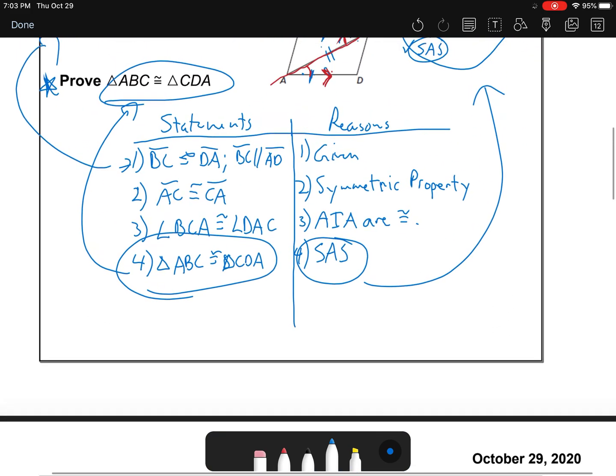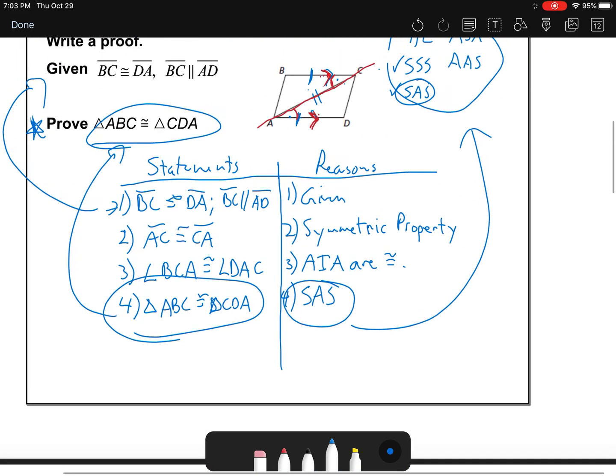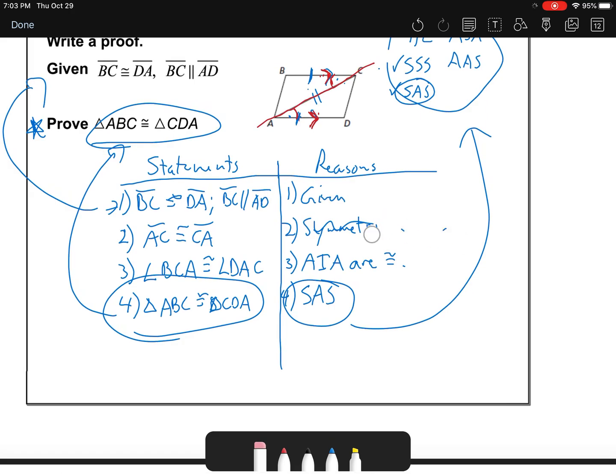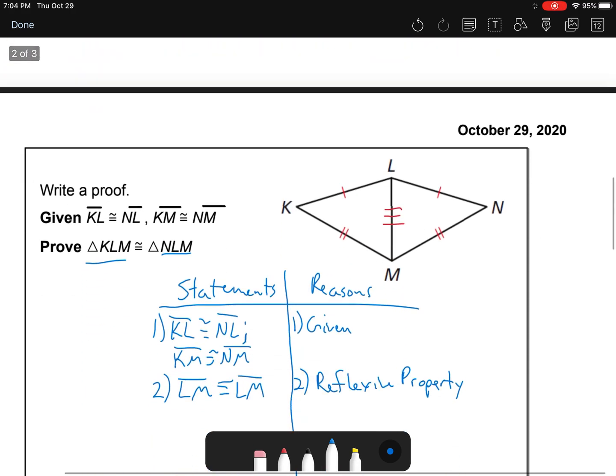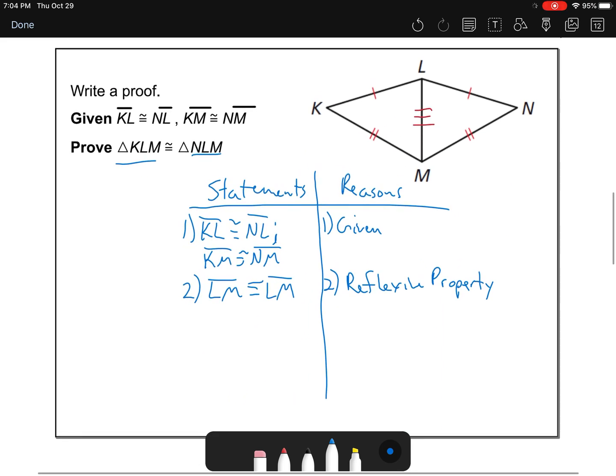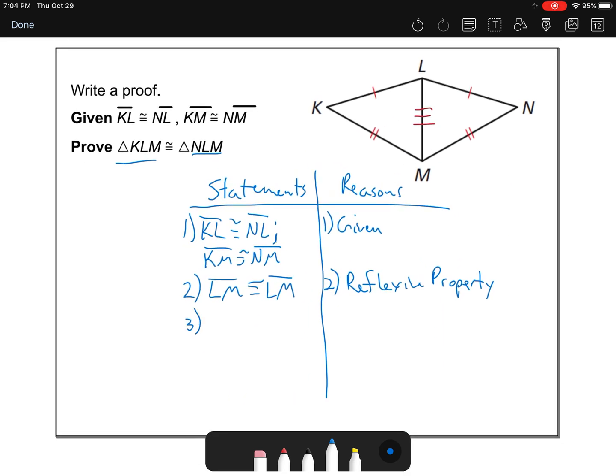Ooh, I think I messed up back here, didn't I? This should be reflexive, shouldn't it? So this is a mistake. See? Even the teachers make a mistake. This should be the reflexive property. Even though we didn't name them the same way, it's still the reflexive property. So that should be the reflexive property as well.